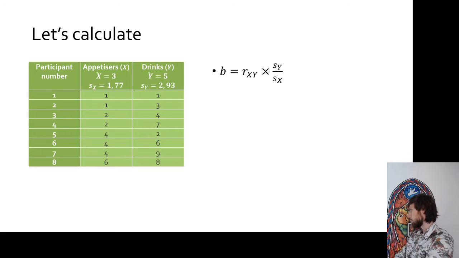This is how you could calculate B. You would take the correlation coefficient. So this is assuming that you already have the correlation coefficient. And you would multiply it by the standard deviation of y divided by the standard deviation of x.